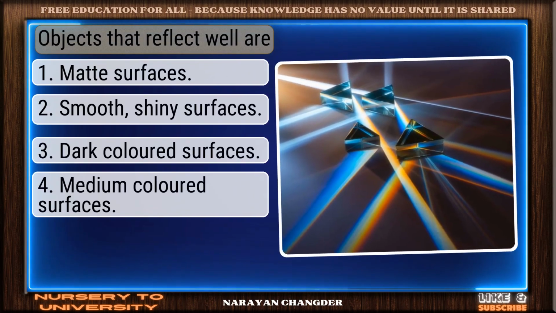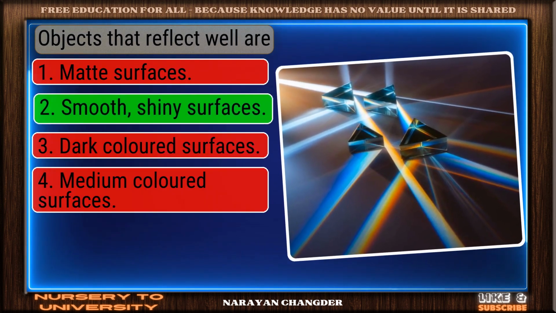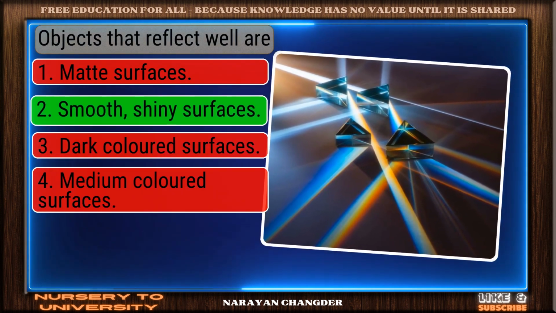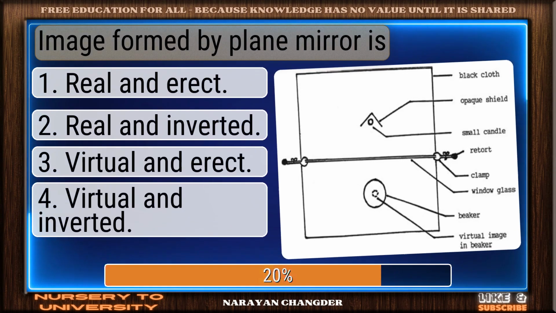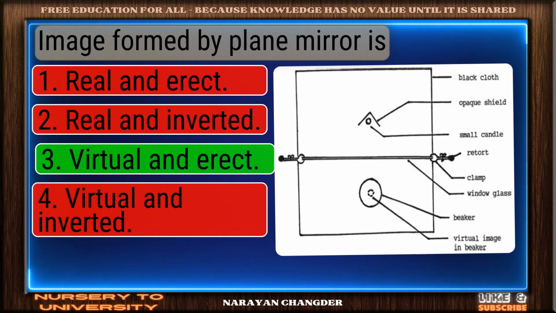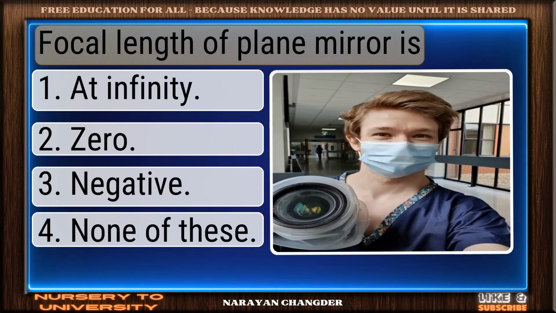Objects that reflect well are? Nicely done. Smooth, shiny surfaces is a solid answer. Image formed by plane mirror is? Excellent. Virtual and erect is a brilliant choice.